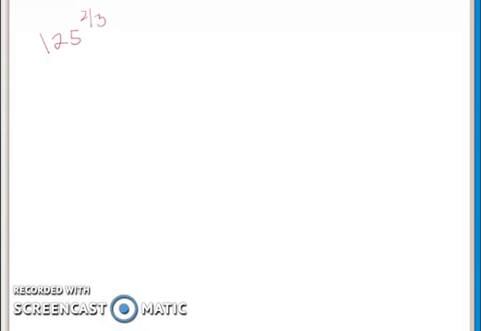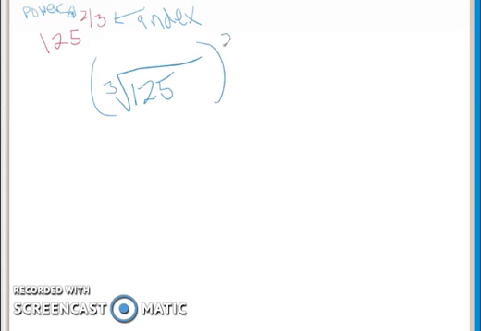Alright, we're to the 4th problem already. We have a fractional exponent. Remember, the bottom number refers to our index. So this is the index number, and the top number is what we're going to raise it to, so that's going to become the power. So we get 125 in the rad, 3 is my index, and 2 is my power.